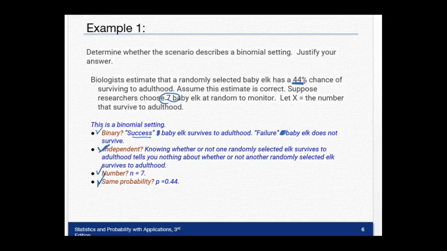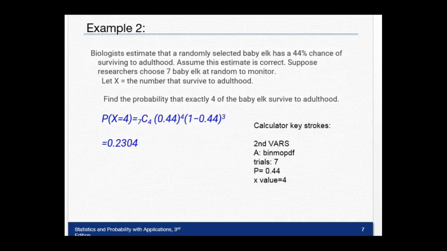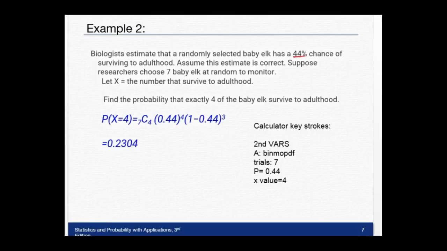If they don't have all 4 checks, it's not binomial. If they do, then you're good to go. All right, so now the next part of the question says, okay, biologists estimate that a randomly selected baby elk has a 44% chance of survival. We chose 7, same thing we talked about previously.